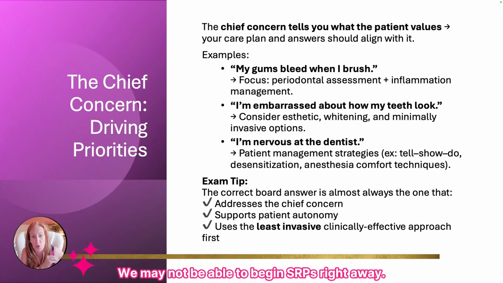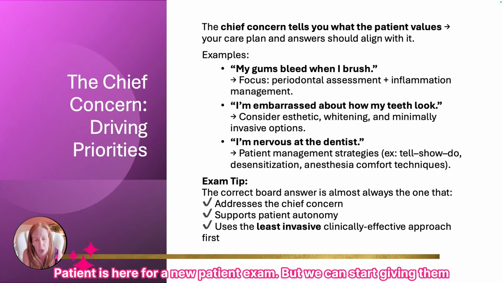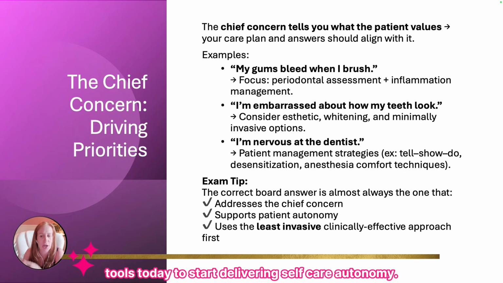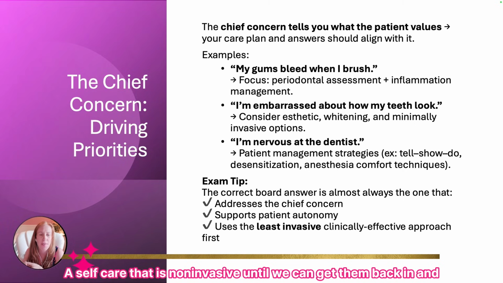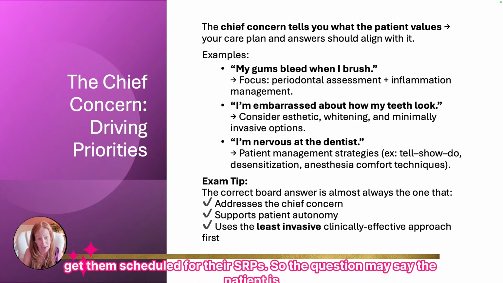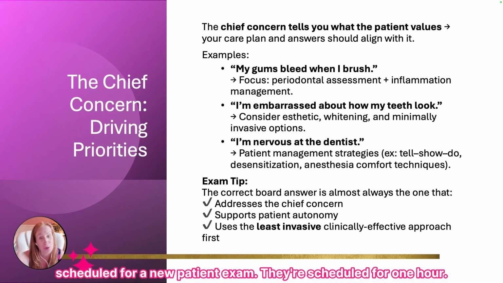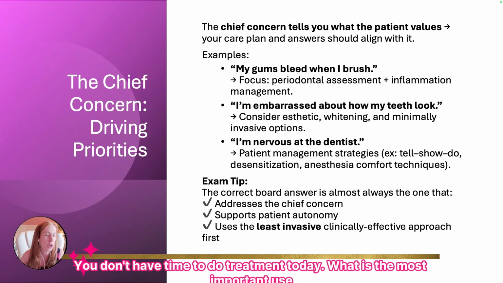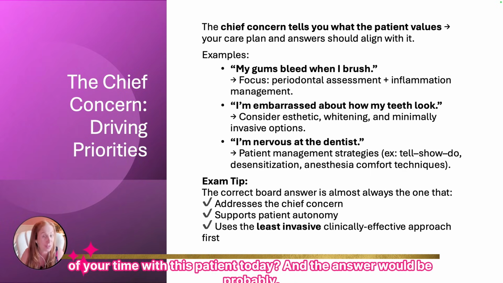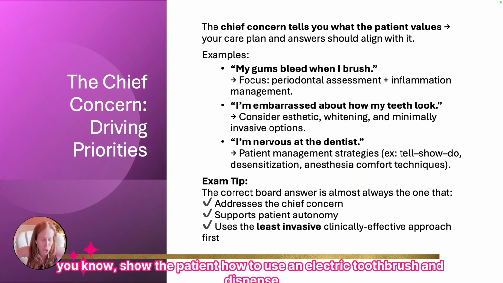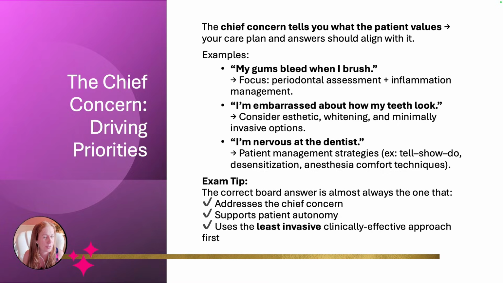We may not be able to begin SRPs right away. Patients here for a new patient exam. But we can start giving them tools today to start delivering self-care, autonomous self-care that is non-invasive until we can get them back in and get them scheduled for their SRPs. So the question may say, the patient is scheduled for a new patient exam. They're scheduled for 1 hour. You don't have time to do treatment today. What is the most important use of your time with this patient today? And the answer would be probably, show the patient how to use an electric toothbrush and dispense an electric toothbrush for them to begin using, reappoint the patient back for active scaling and root planing, right?